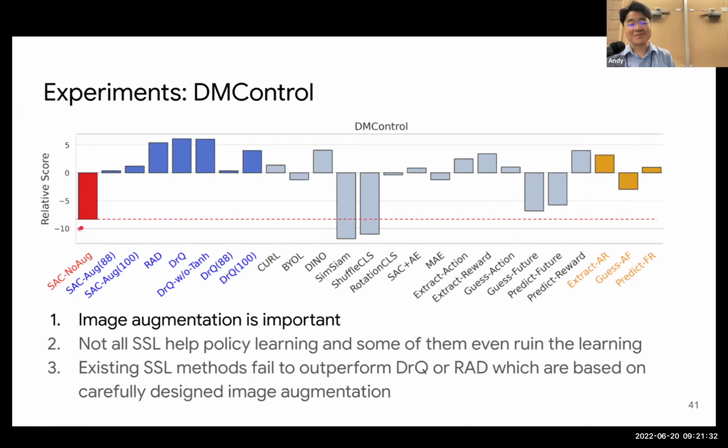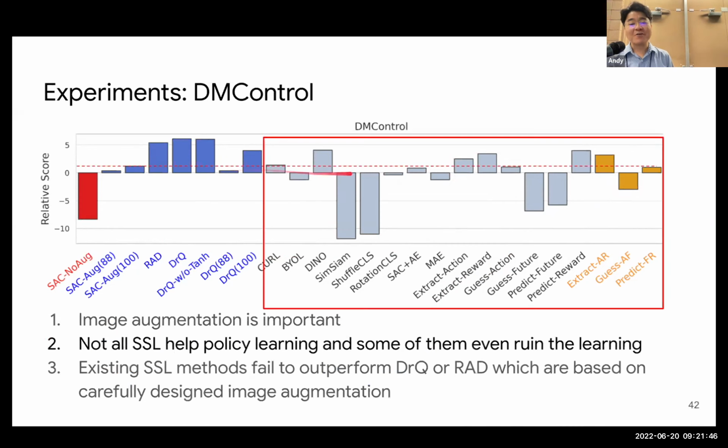Here's the basic baseline. And baseline was pretty bad, but some self-supervised losses were actually even worse than that. On the other hand, image augmentation was performing pretty well. Compared to all these methods, even the worst kind of image augmentation was reasonably better than any of the self-supervision. So not all self-supervised losses help policy learning, and some of them actually even ruined the learning. It was not really good.